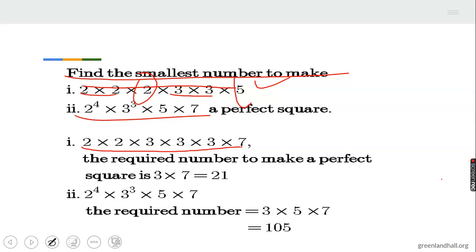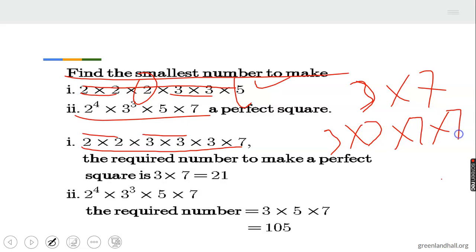2 times 2 times 3 times 3 times 7. Now you can see this one, they are paired. Only 3 and 7 can be paired. Now what can we do to make them to be even like the other numbers? Now that means we have to multiply by another 3, then another 7 to make them paired. That means the number we multiply is 3 and 7.